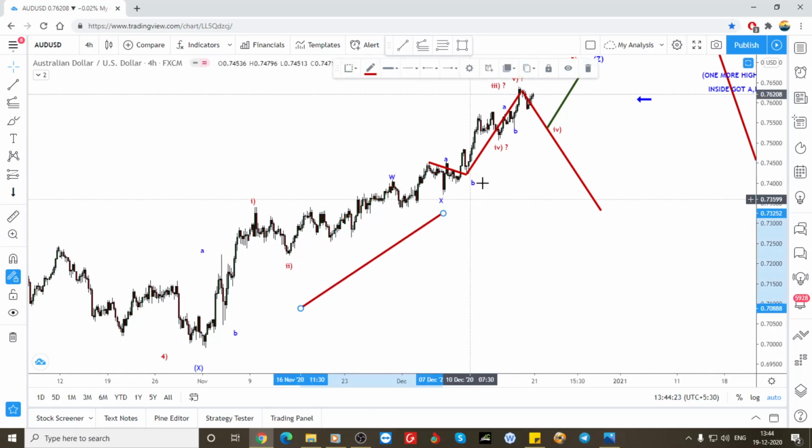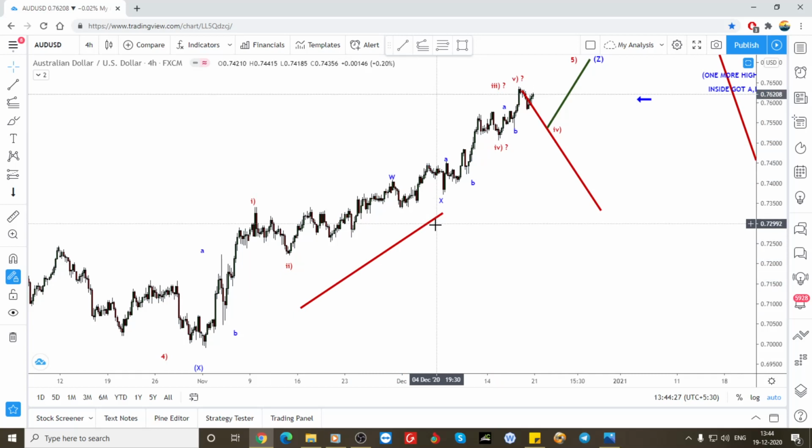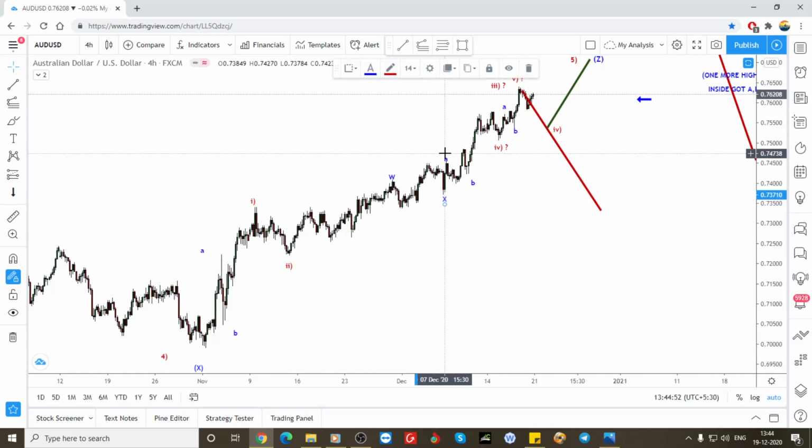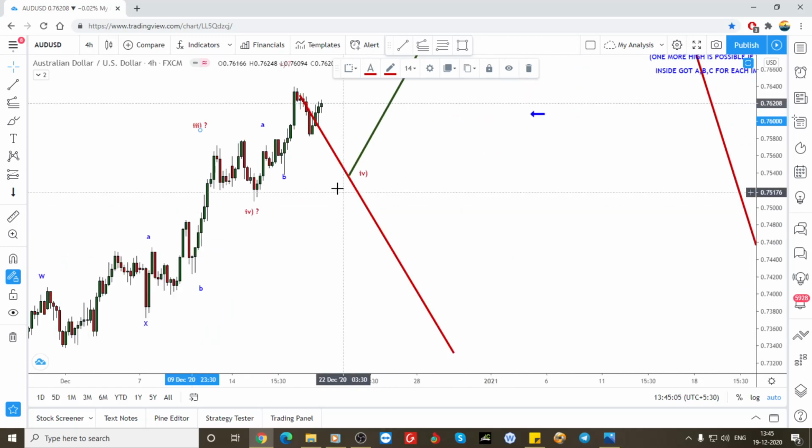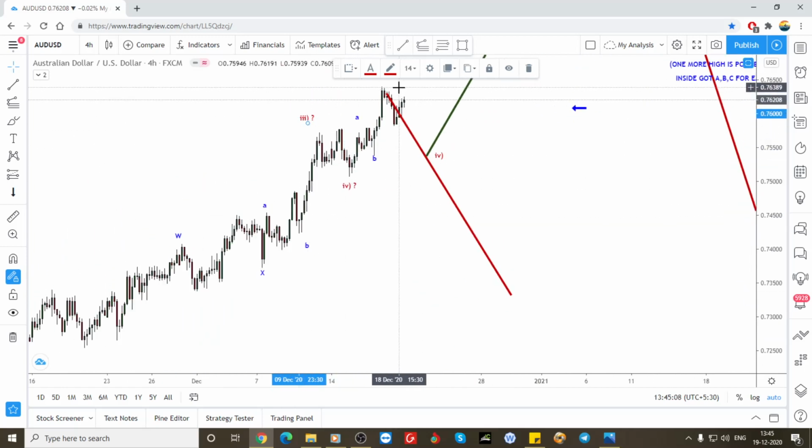Or if it is the end, I counted this as 1, 2, 3, 4, 5 the previous, so this becomes A and this becomes a B. So C could end here, which means this is the end of the third, and the fourth and fifth are as explained. Now if that W, if we make it a B, C as a W, this could be an X, and again A, B. So C completed means here it looks like 3, 4 and A, B, C, 5, because it's already broken the high of this third wave.